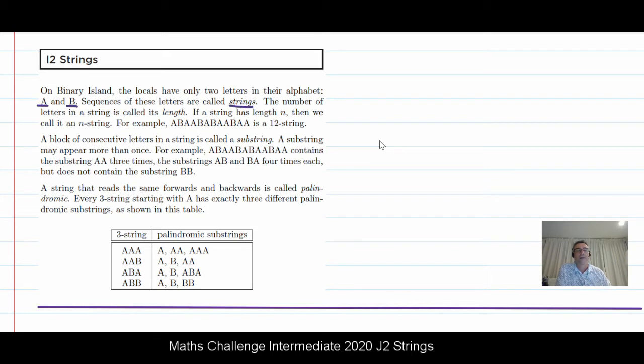And they're called strings. Those of you who do computer programming may be familiar with that type of idea. A string has a length, and if it has a length n, we call it an n string. So they've given us an example here of a string like this. And it's got 1, 2, 3, 4, 5, 6, 7, 8, 9, 10, 11, 12 letters. So it's called a 12 string.